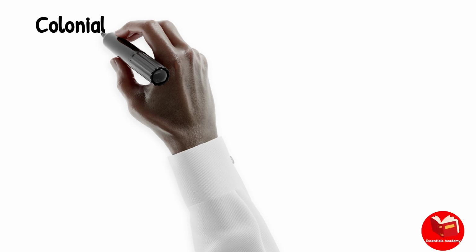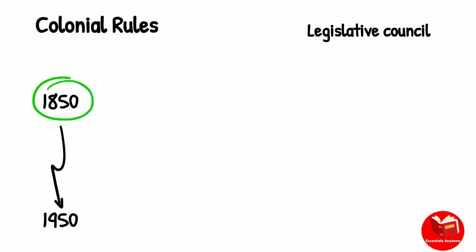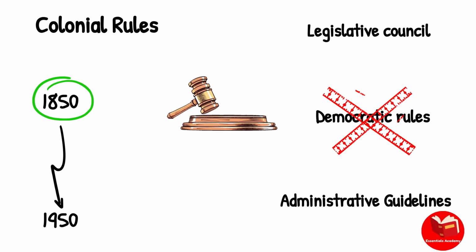Number 1. Let us look at the colonial roots, 1850 to 1950. The history began with the establishment of the Legislative Council in 1850. At that time, the standing orders were not democratic rules, but administrative guidelines for a body that merely advised the British governor.